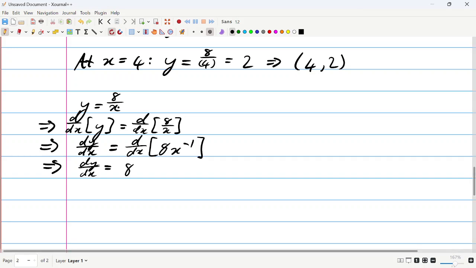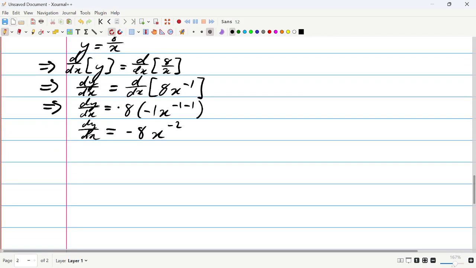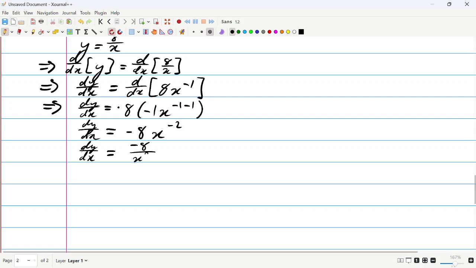So dy by dx is just going to be equal to what? Well, we can take the 8 out as a coefficient using the rule of differentiation, and then we are left with negative 1 times x to the negative 1 minus 1, the power rule. Therefore we are left with negative 8 times x to the power of negative 2. We can write this as dy by dx equals negative 8 over x squared in positive exponent form.